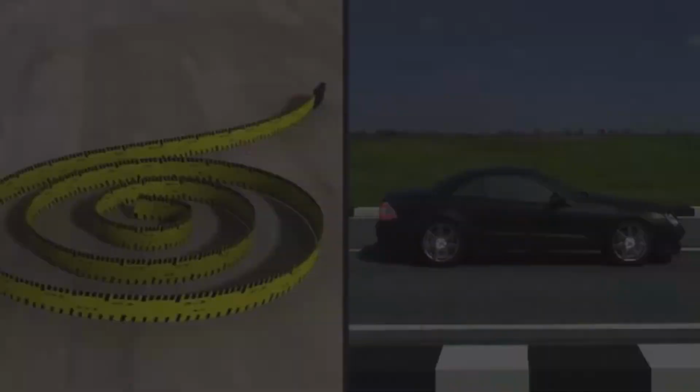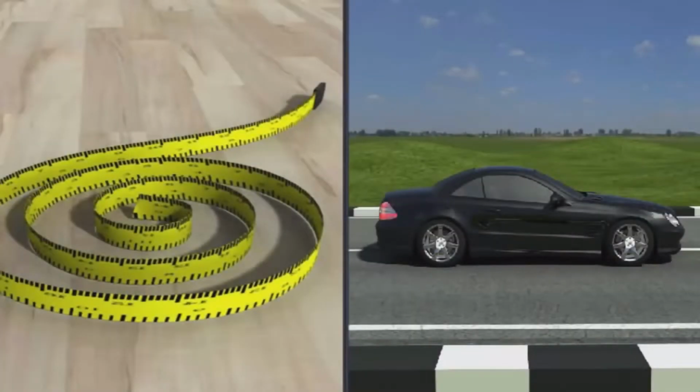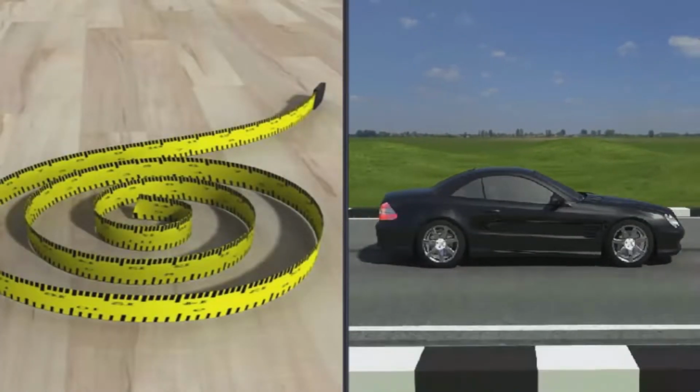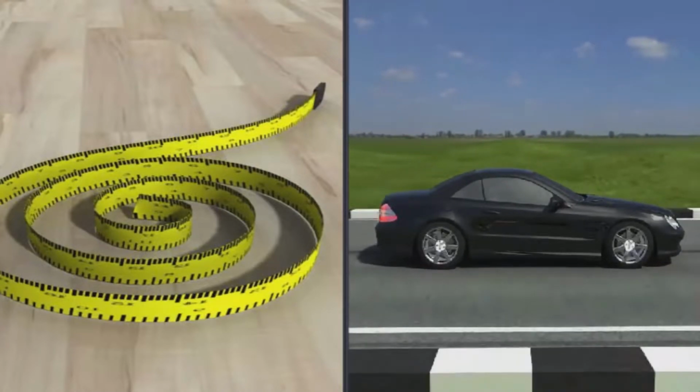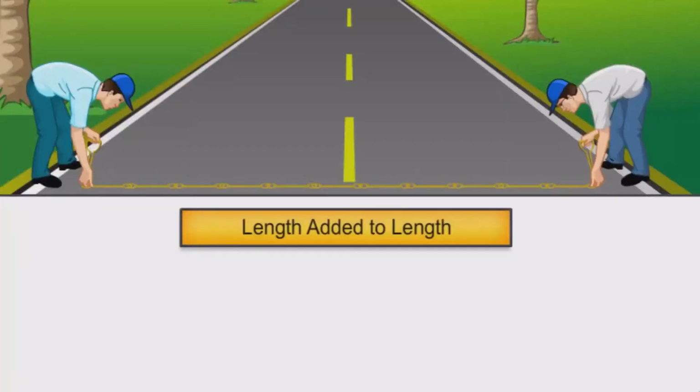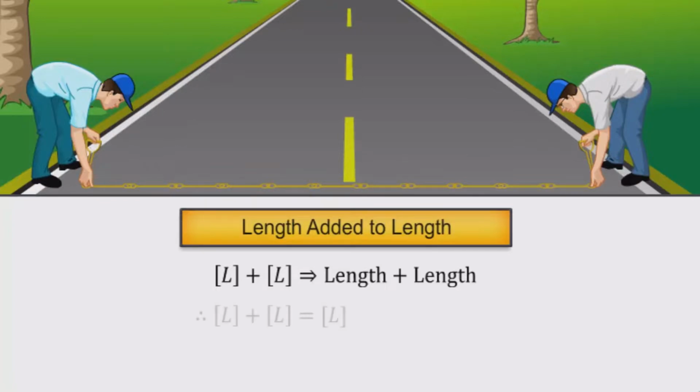But we may encounter situations where we need to add or subtract different terms involving base quantities. It is very important to know that when we write L plus L, as shown, we mean length added to length. So, we get length. Again, it is not 2 times L as we are not adding the magnitudes of the length.